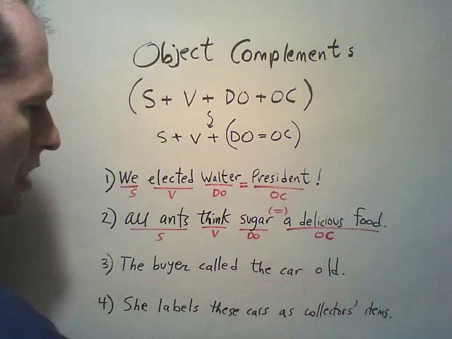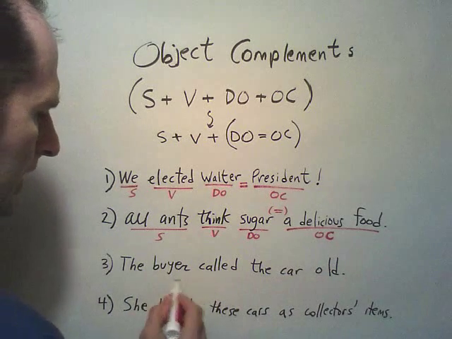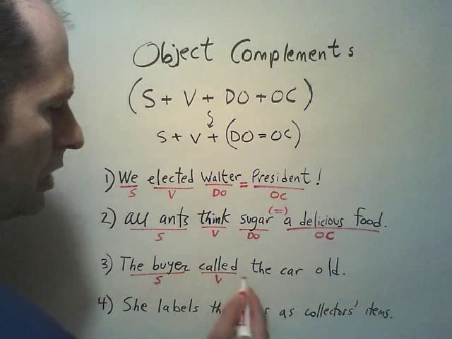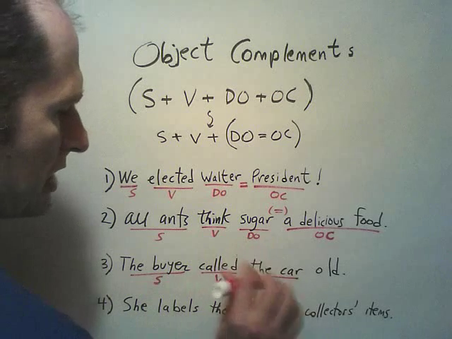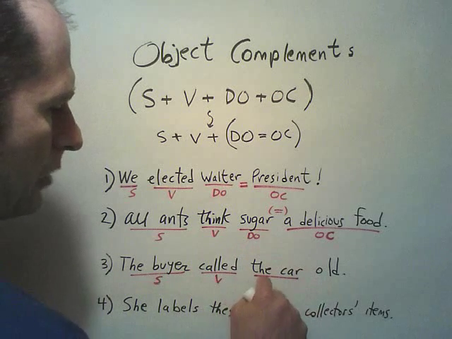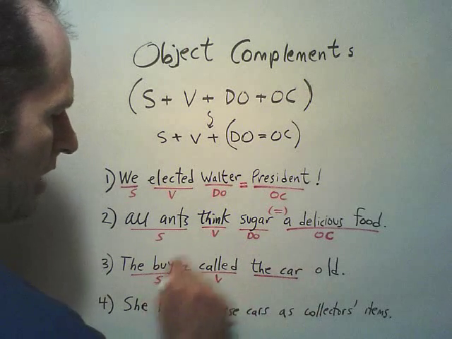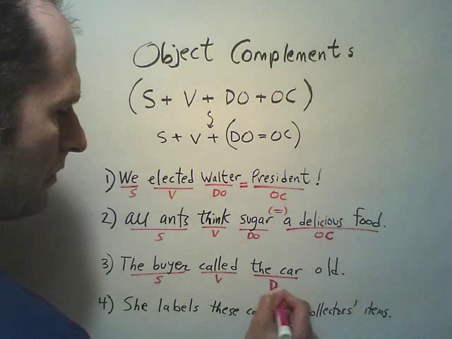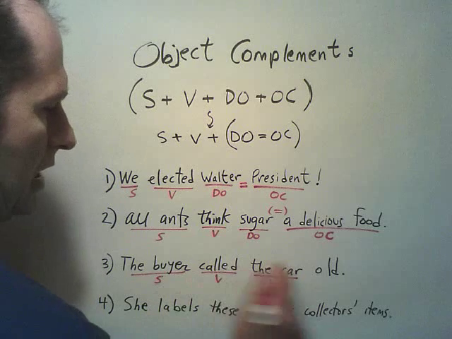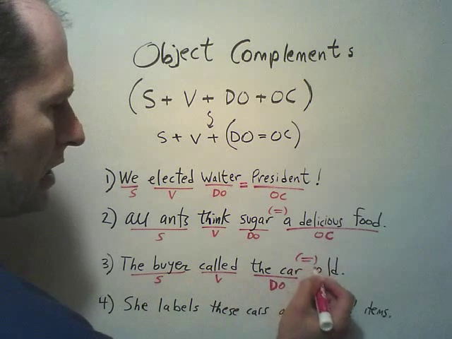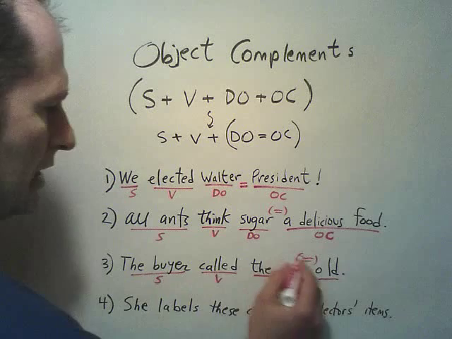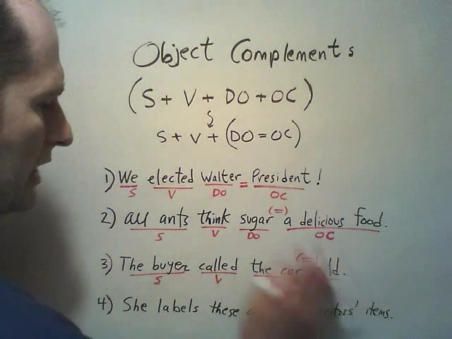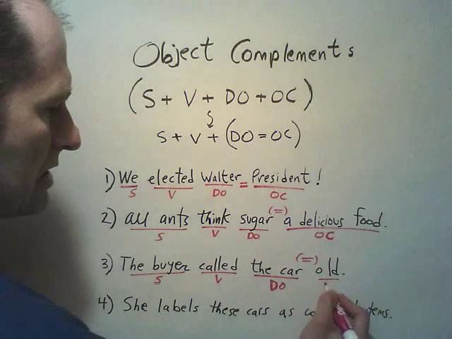The buyer called the car old. Called is the verb. Who or what called? The buyer. Subject. The buyer called who or what? The car. Well, wait. Let's make sure it's not a subject complement before we call it a direct object. Is the buyer being equated to the car? No. So this has to be a direct object. Now, is there an equal sign being drawn up between this, and the equal sign being drawn up by the buyer? Is the buyer calling the car old? Yes. So this is an object complement.